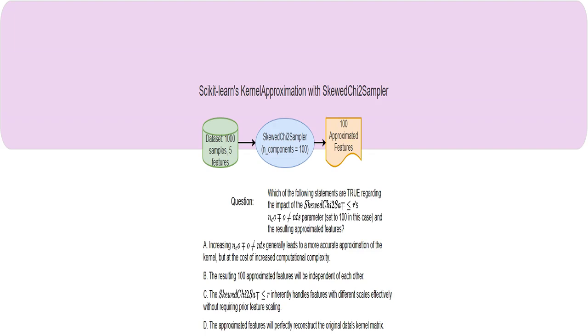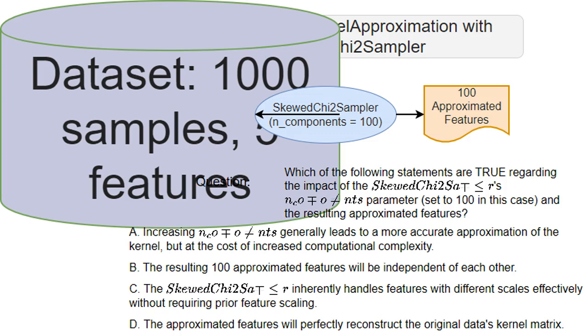I'm using the SkewedChi2Sampler, which is great for datasets with unevenly distributed data, to create 100 new features from the original 5. The n_components parameter, set to 100, determines the number of new features it will create. The result of this process is 100 new features that approximate the original dataset's structure. These features represent a simplified version of the original data which is computationally more efficient.